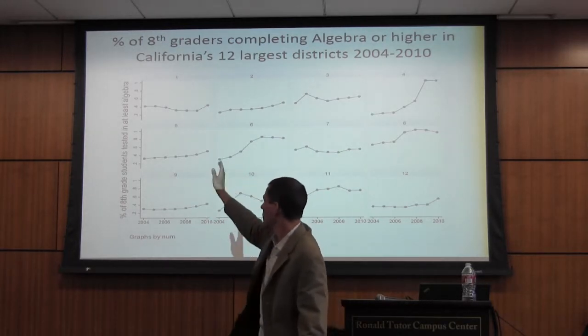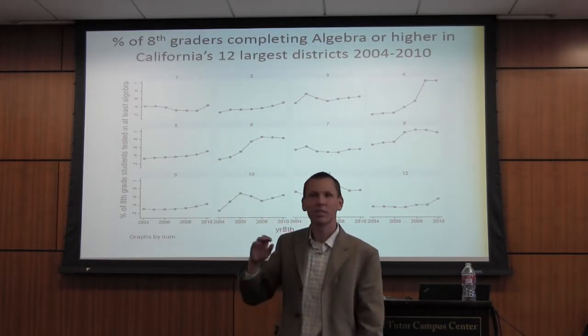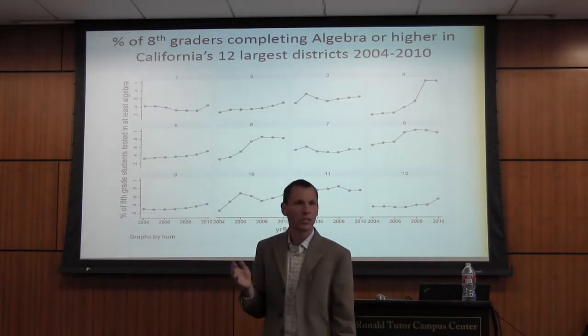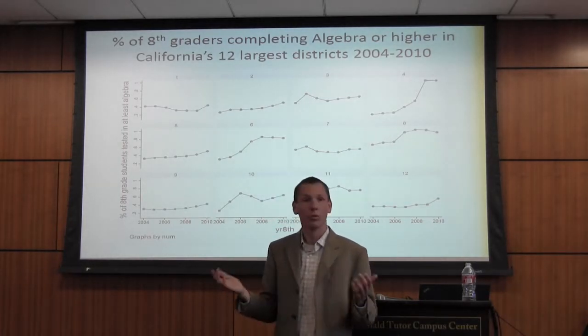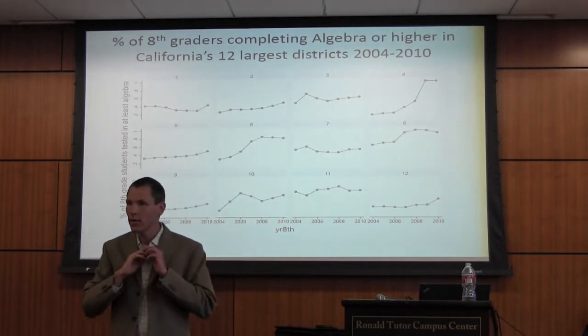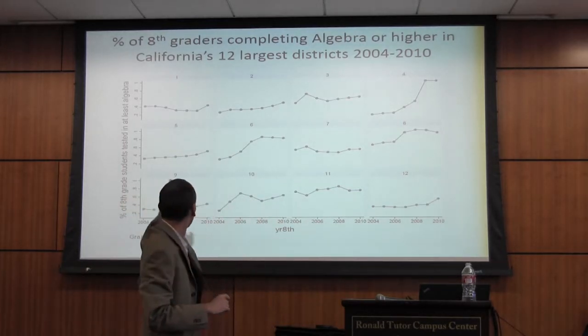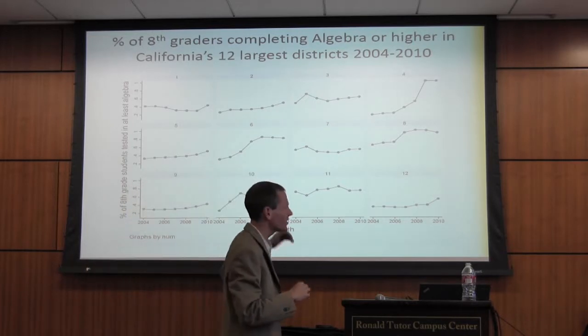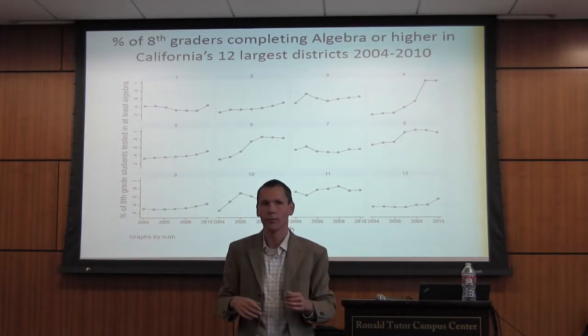There are several districts that are kind of flat, right? They're just sort of ignoring the state's mandate. Some of these are high-performing districts. Some of these are districts where they're just not worried about accountability. Maybe, who knows, they're committed to differentiation, and they're not increasing their 8th grade algebra rates all that much, right? District 1, District 2, they're sort of slow and steady, but they're not doing a whole lot, right?